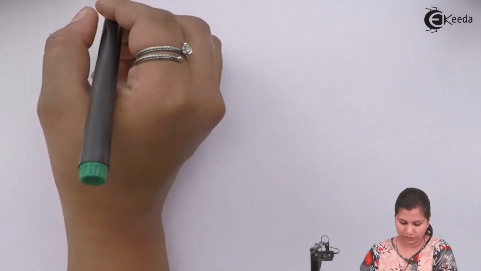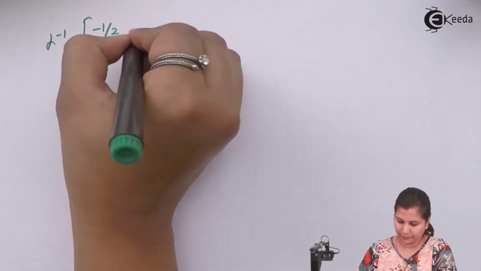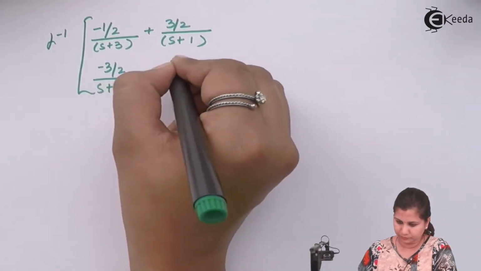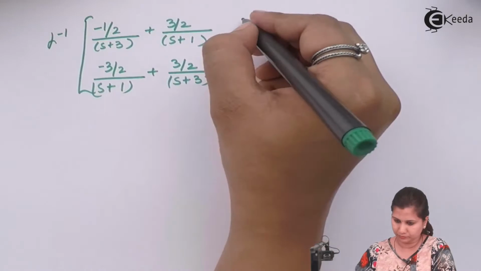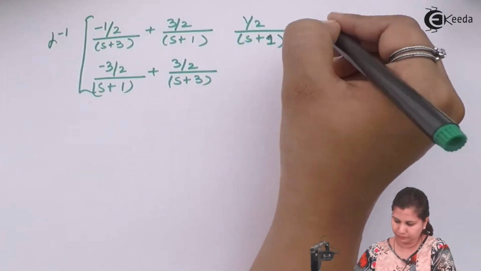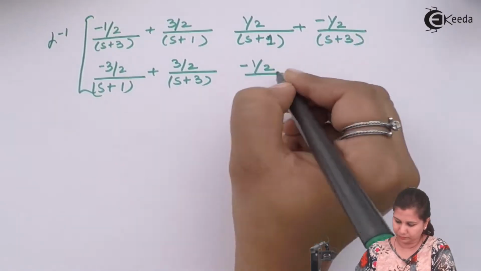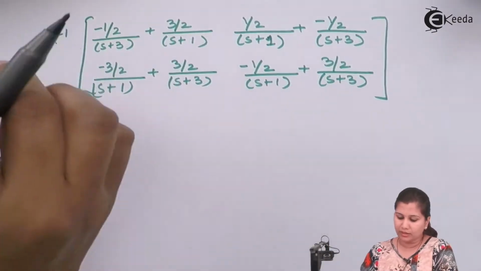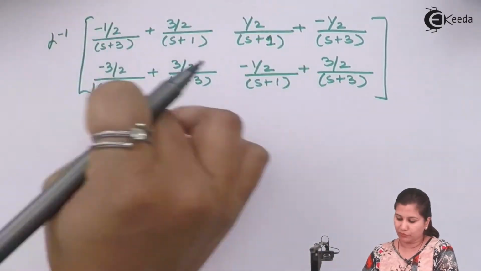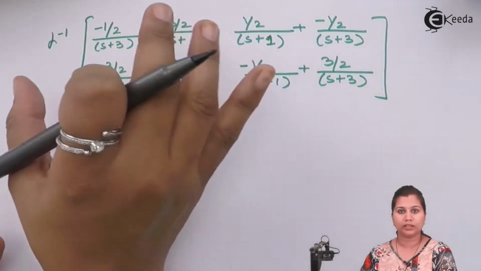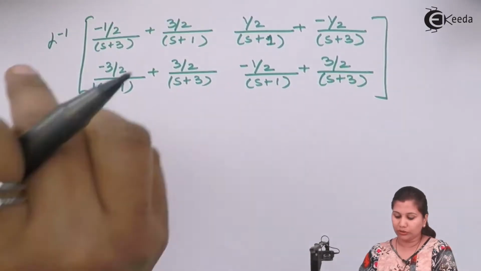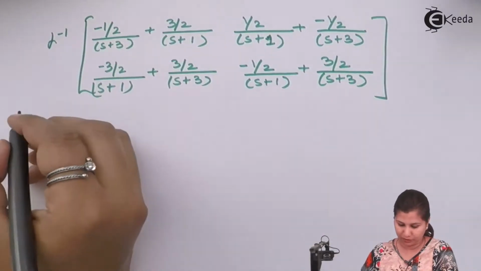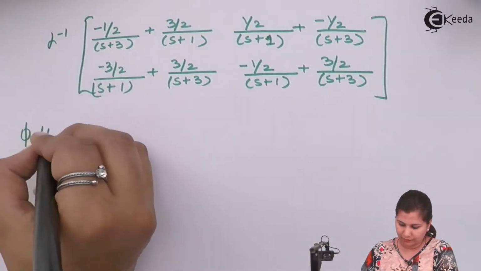I'm directly writing all the values here. So this is the (sI minus A) inverse Laplace transform we have to calculate. We have converted all the terms into their partial fraction forms. Now they are converted into the standard expression, so we can easily apply the inverse Laplace transform here. This is our state transition matrix.